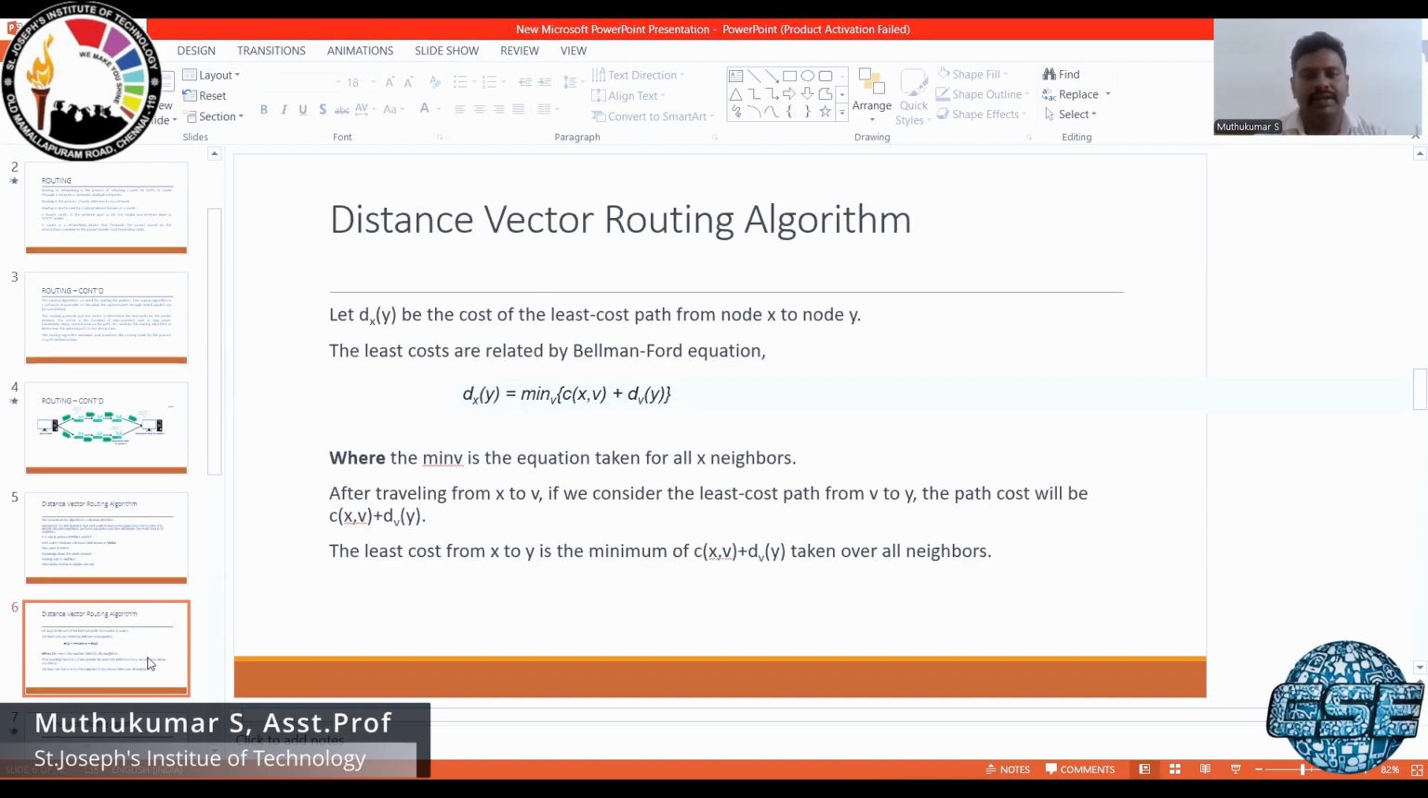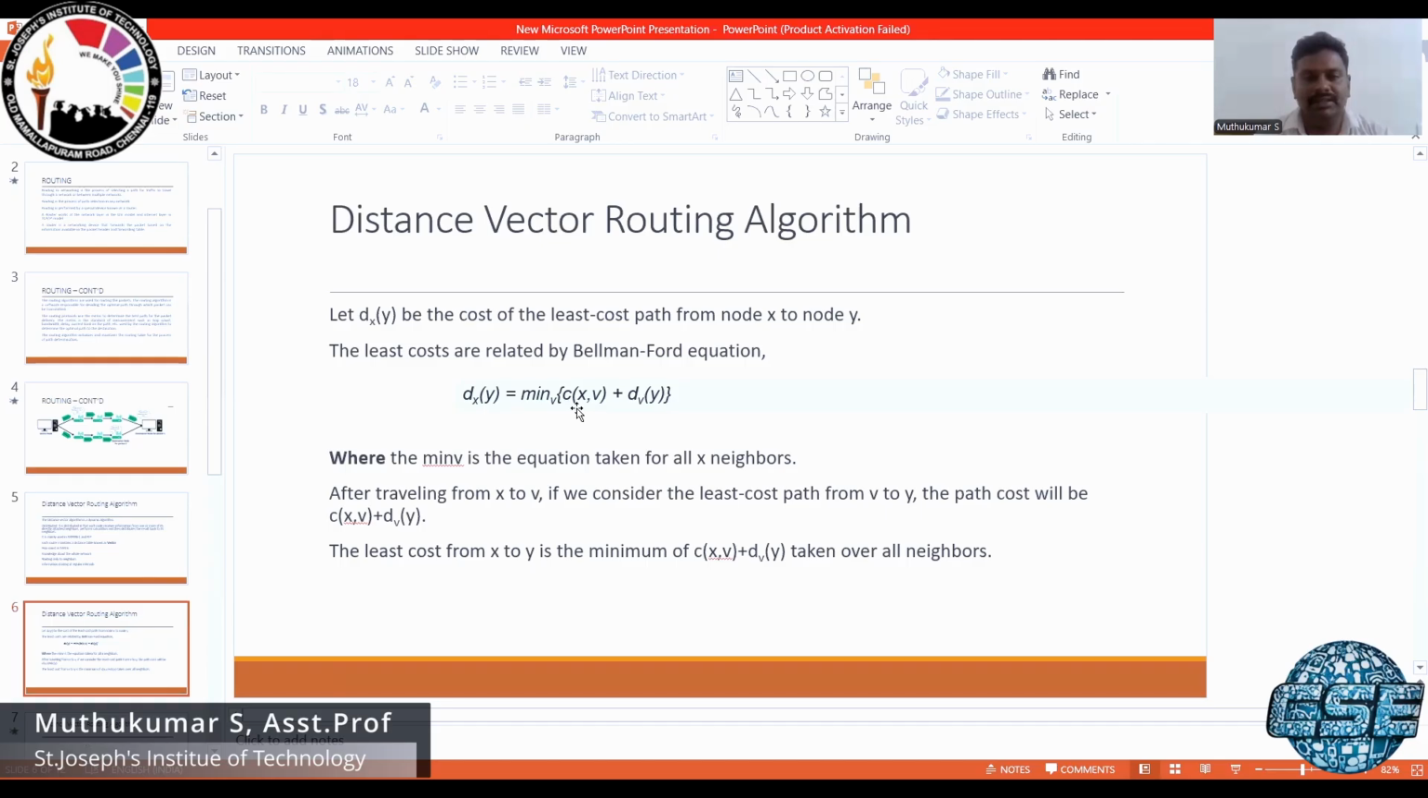Distance vector routing is purely based on the Bellman-Ford equation. That means here we are calculating the minimum cost. For that, we are selecting the node from source to destination. If the node is directly connected, there is no need of adding values. If you have adjacent nodes, that is, directly connected nodes, the value is taken directly. If we have intermediate nodes, then we have to calculate the cost from x to that adjacent node v, and then the distance from that node to the destination.